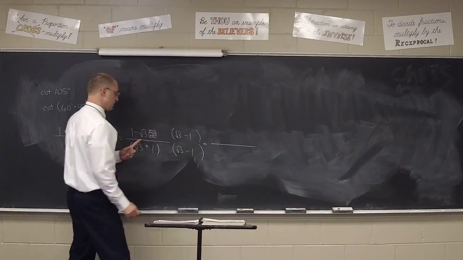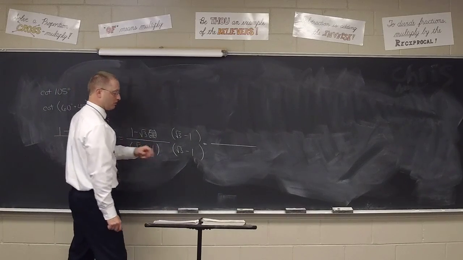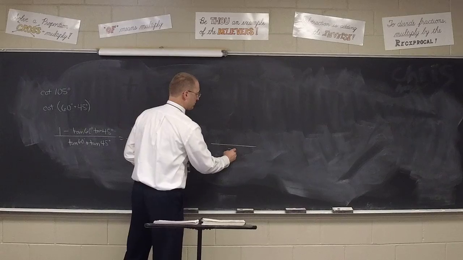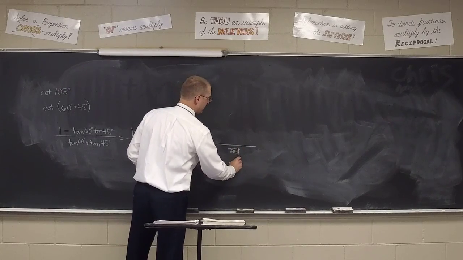And when we square the first, class, we get 3. We square the last, 1. We put a minus. And so what is 3 minus 1? 2. It basically just becomes 2.